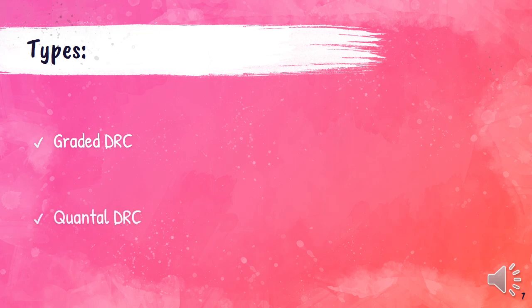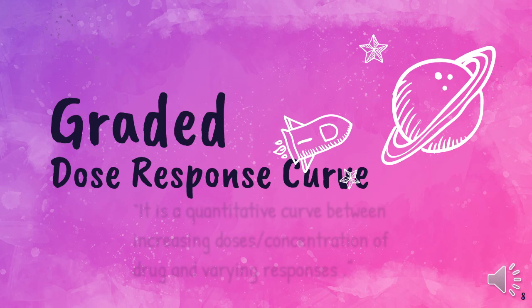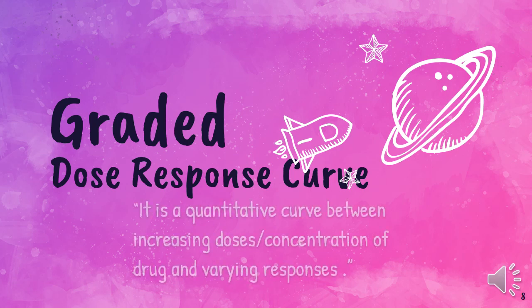Here the question arises, what is the difference between graded dose response curve and quantal dose response curve? This is one of the important university questions, note it down. So, what is graded dose response curve? It is a quantitative curve between increasing doses, concentration of drug, and varying responses. Of course, the meaning is reflected from the word graded. As we increase the dose, we get different magnitude of response.